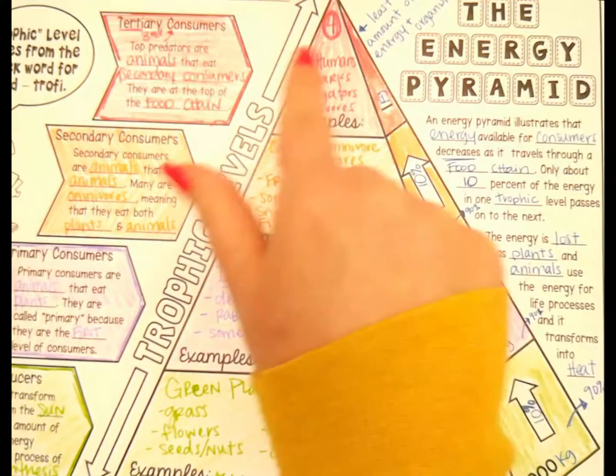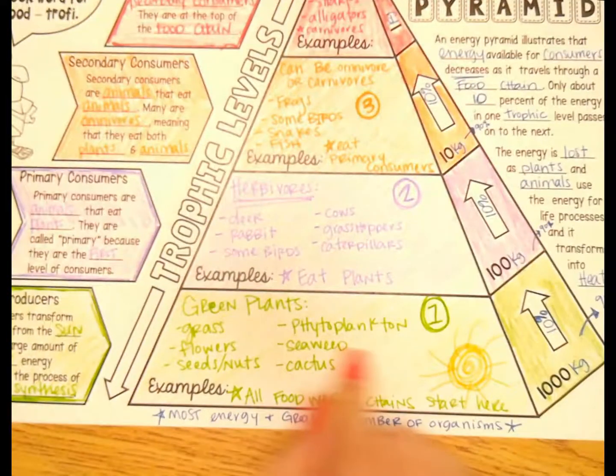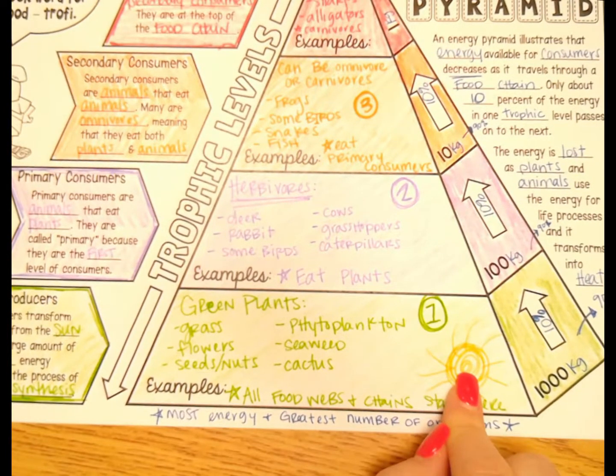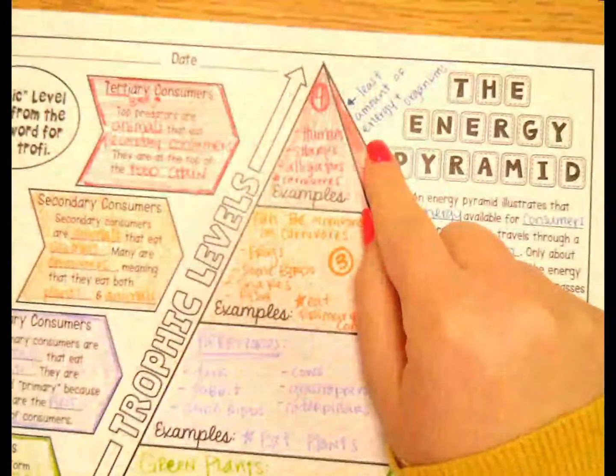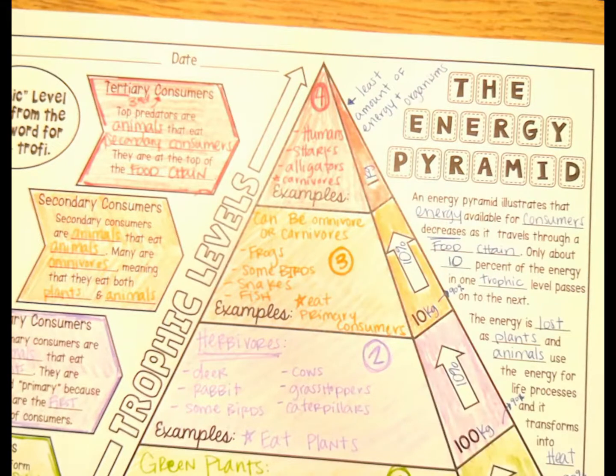That's why top predators have to eat a lot, and plants are constantly given energy from the sun, right? Most energy, most organisms at the base, the least amount of energy and the least amount of organisms are at the top. I hope that that helps you guys understand those energy pyramids a little bit better and gives you a resource you can use next week when you're creating your own energy pyramids.